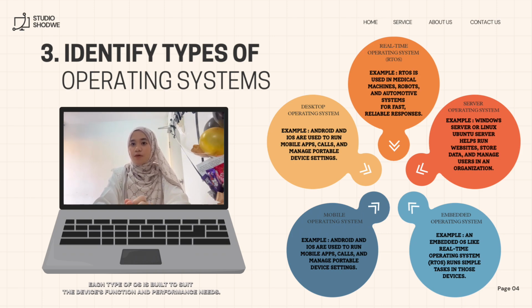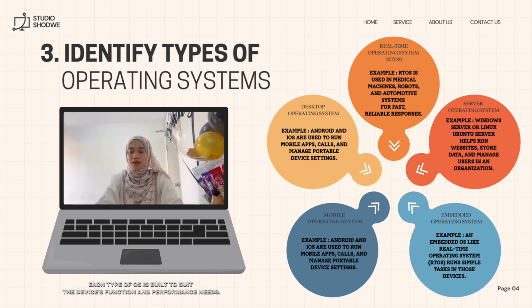Third, embedded operating system, found in devices like smart TVs, washing machines, or GPS systems. For example, an embedded OS like Real-Time Operating System (RTOS) runs simple tasks in those devices. Next, server operating system, used to manage network resources and serve. For example, Windows Server or Linux Ubuntu servers help run websites, store data, and manage users in an organization.